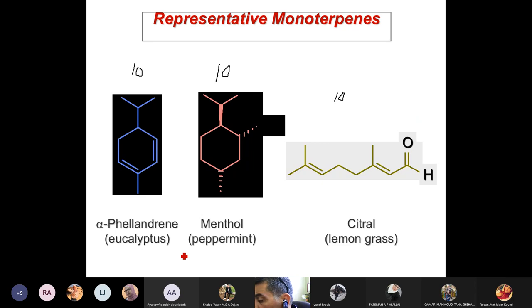So let us see how the plant starts the biosynthesis of the first group, the simplest one, which we call the monoterpenes. Again, let me remind you, monoterpenes, 10 carbons, two isoprene units. Look at this compound. For the first time, you may see it as complicated. This or this and this. Let us understand the structure to see where this compound came from.